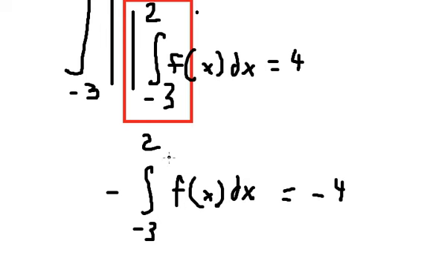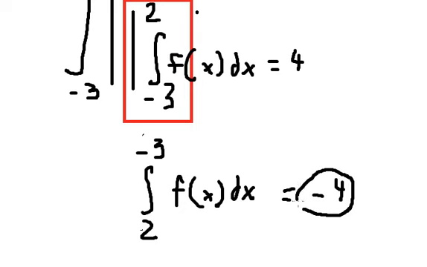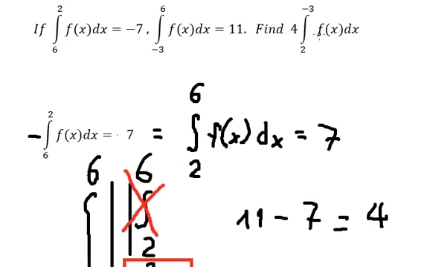And now we need to swap the top and the bottom together. And we have the integration from number 2 to negative number 3. And now we have negative number 4. So we put negative number 4 with positive number 4 in here, and we have negative number 16. And this is the final answer.